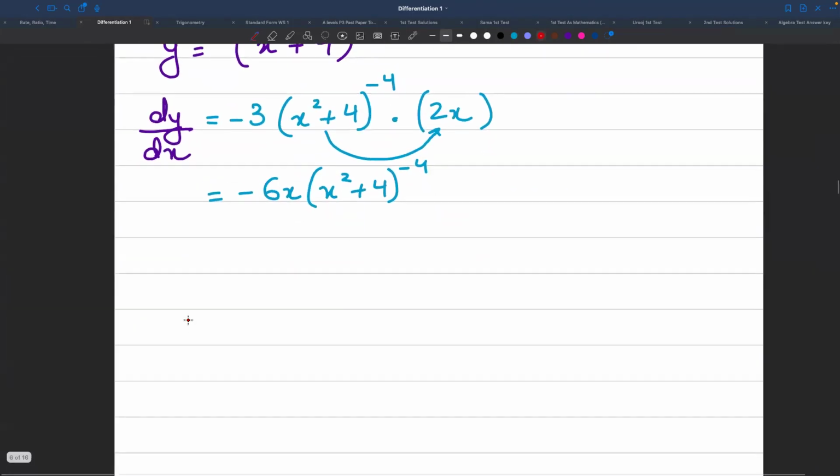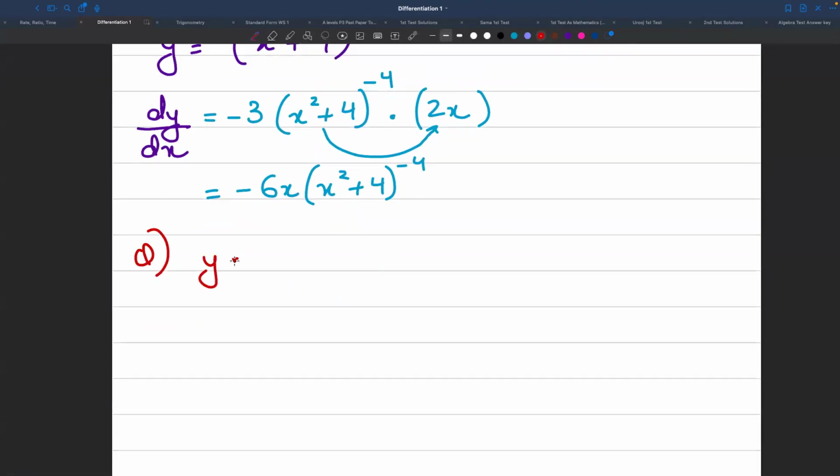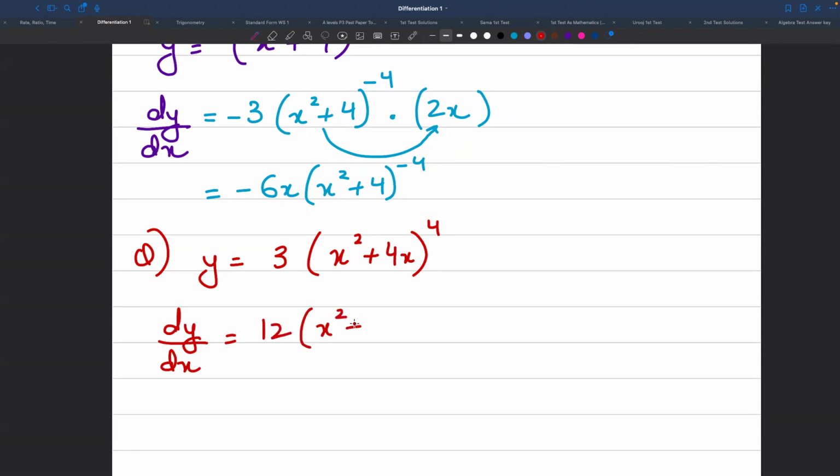One final example. If the question was y is equal to, let's say, 3(x² + 4x) to the power of, let's take it as 4. When you find the dy by dx, this 4 times 3 becomes 12. This remains as it is. The power decreases by 1. And then you multiply it with the derivative of this bracket. Mohammed, what is the derivative of this bracket? 2x + 4. So this 2x + 4 will multiply by 12, or you can leave it like this as well if you want. Doesn't make any difference.